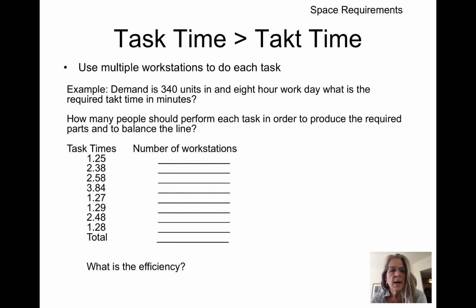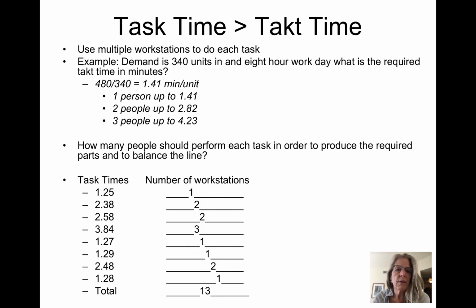What is the required takt time in minutes? And how many people should perform each of these tasks in order to produce the required parts and to balance the line? So we have all of these times. The first thing we want to do is to calculate the takt time. So we take the 480 minutes that we have, which is an 8-hour workday times 60 minutes, divided by 340, which is 1.41 minutes per unit.